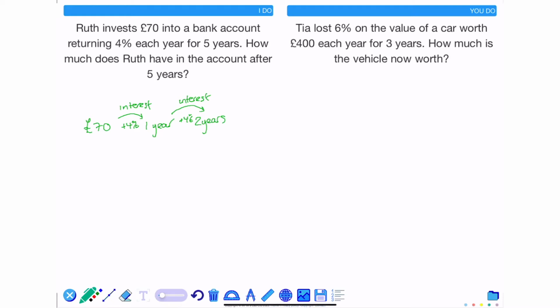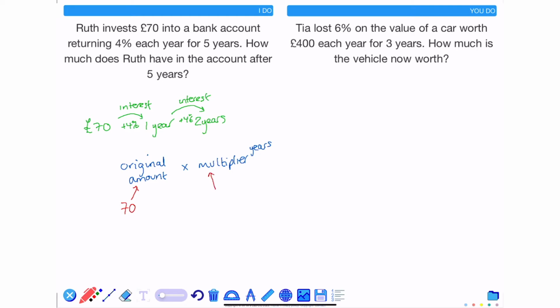Compound interest can be calculated using a simple formula. The original amount multiplied by a multiplier, and this would be to the power of the number of years. We know the original amount is 70 because Ruth is investing £70.